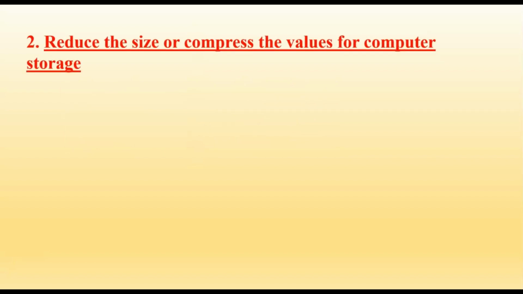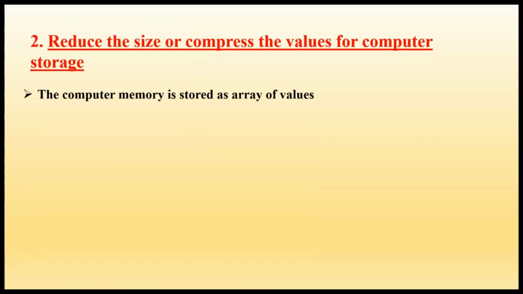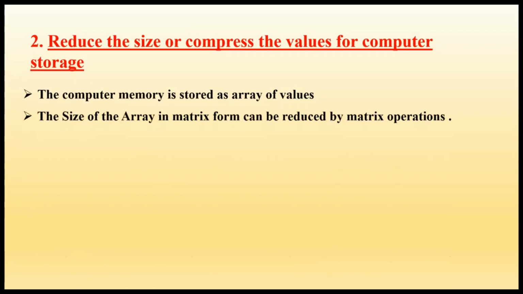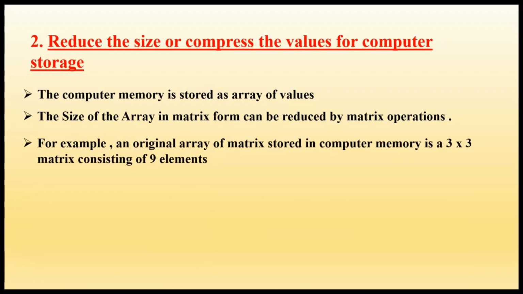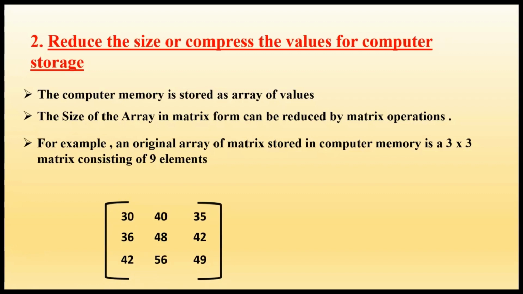Number 2, reduce the size or compress the values for computer storage. The computer memory is stored as an array of values. The size of the array in matrix form can be reduced by matrix operations. For example, an original array of a matrix stored in computer memory is a 3 by 3 matrix consisting of 9 elements. The matrix comprises the values 30, 40, 35, 36, 48, 42, 42, 56, 49.